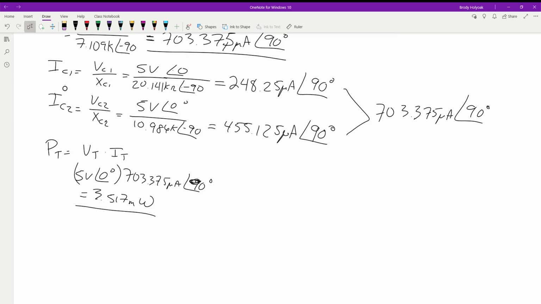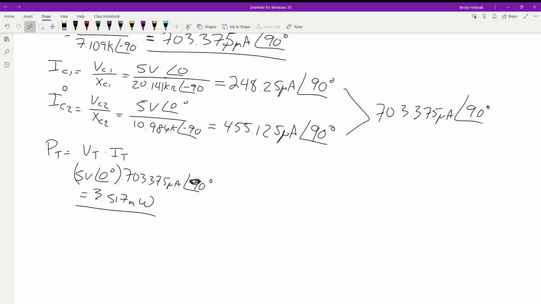All right, so we got 3.517 milliwatts. So what should the two powers add up to be? This. Because power adds regardless if it's in series or parallel. It's the total power that's used by the circuit. So every component is going to have some sort of a power that it uses. The total power is just simply adding everything up.